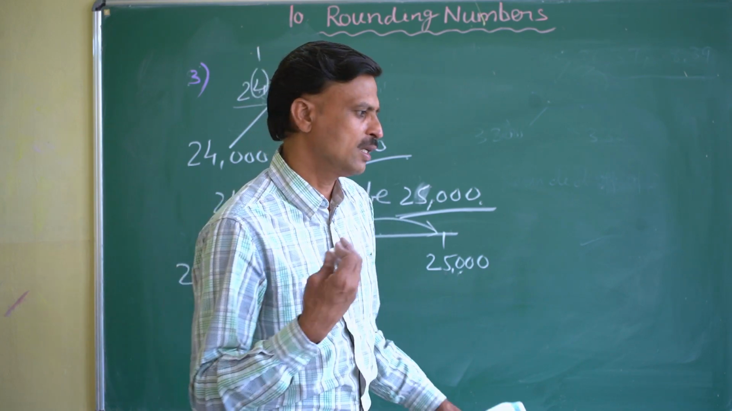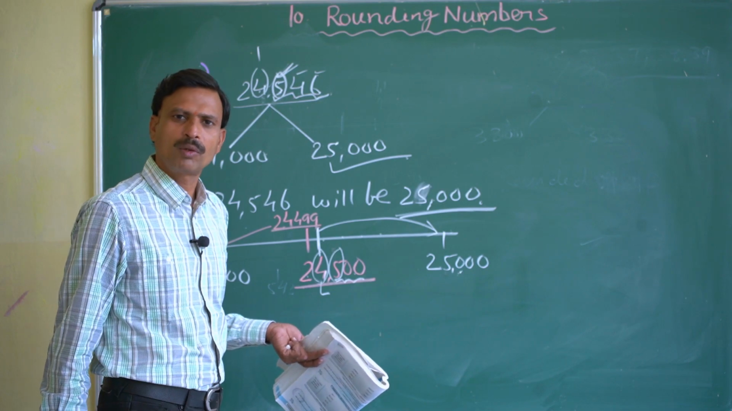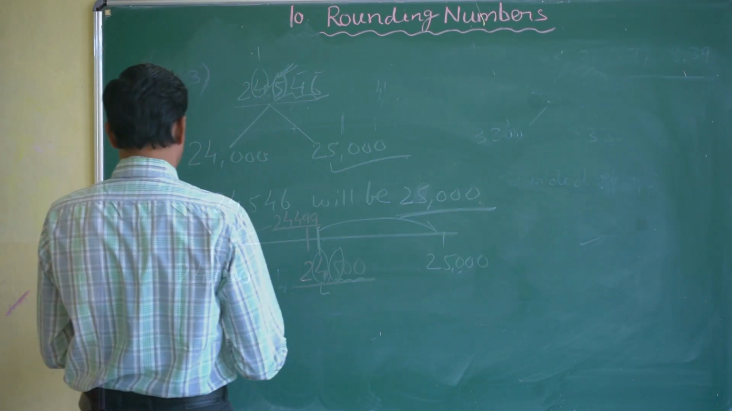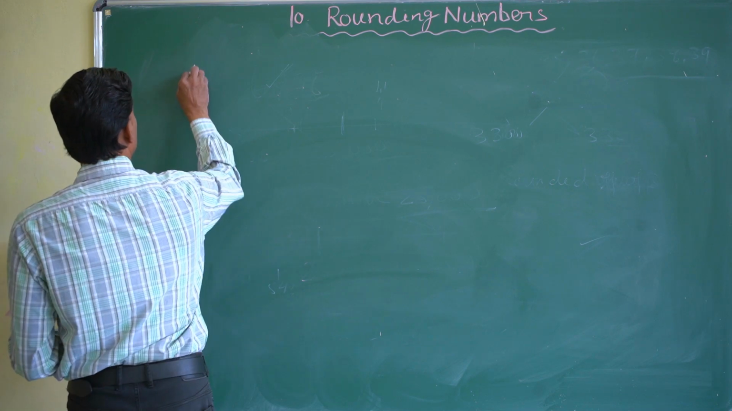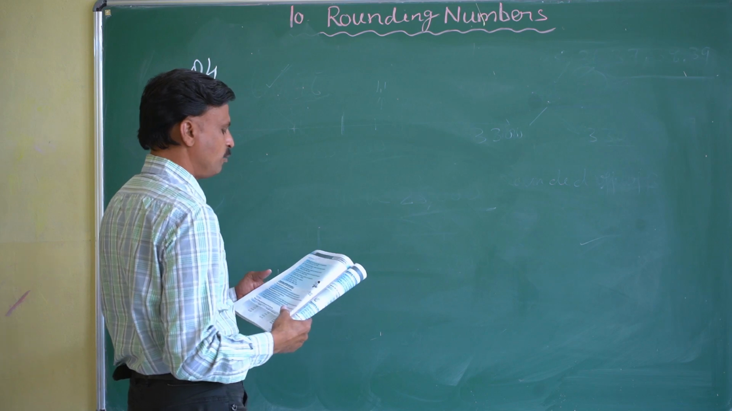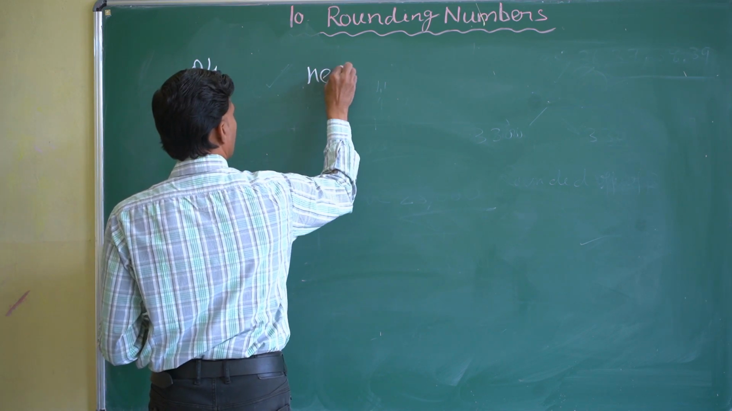One more. This was round off to the nearest 1000. Now nearest 10,000, I am telling. Question number 4. The fourth question is: round off the following number to the nearest 10,000.